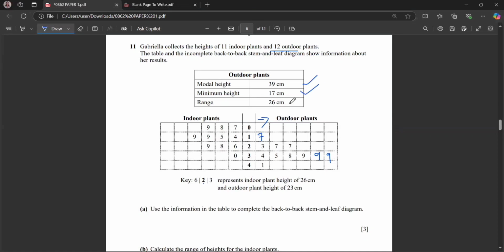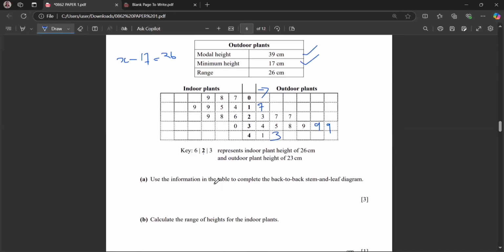Now range is 26, minimum height they have given, the lowest value they have given. So highest, let's say it's x, minus the lowest should give you the range, which is equal to 26. That means adding the range and the minimum height will give you the maximum or the highest value, highest height. So 26 plus 17, 43.